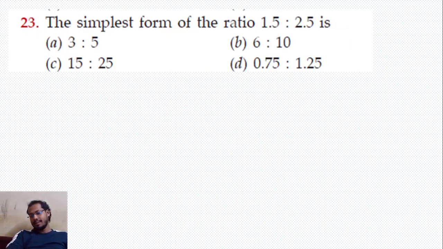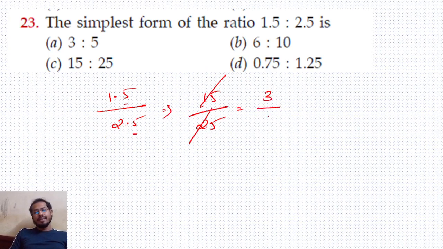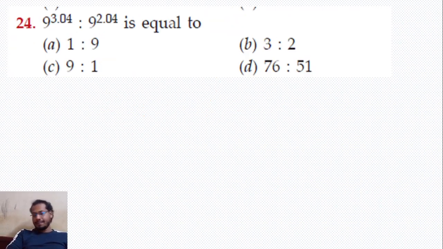Next, the simplest form of the ratio 1.5 by 2.5. Looking at this, after the decimal point there is 1 digit in both. So if a ratio is needed, you can just write 15 by 25 as it is. Dividing by 5, 3 by 5 is the right answer. Correct.